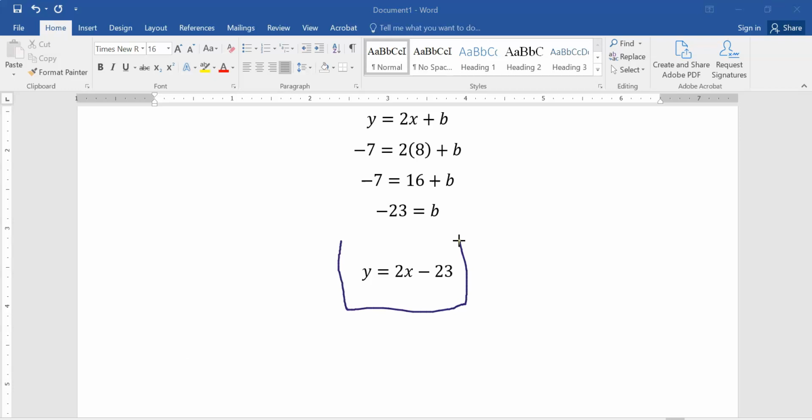And that shows you how to find an equation of a line with slope parallel to another line and through a particular point.